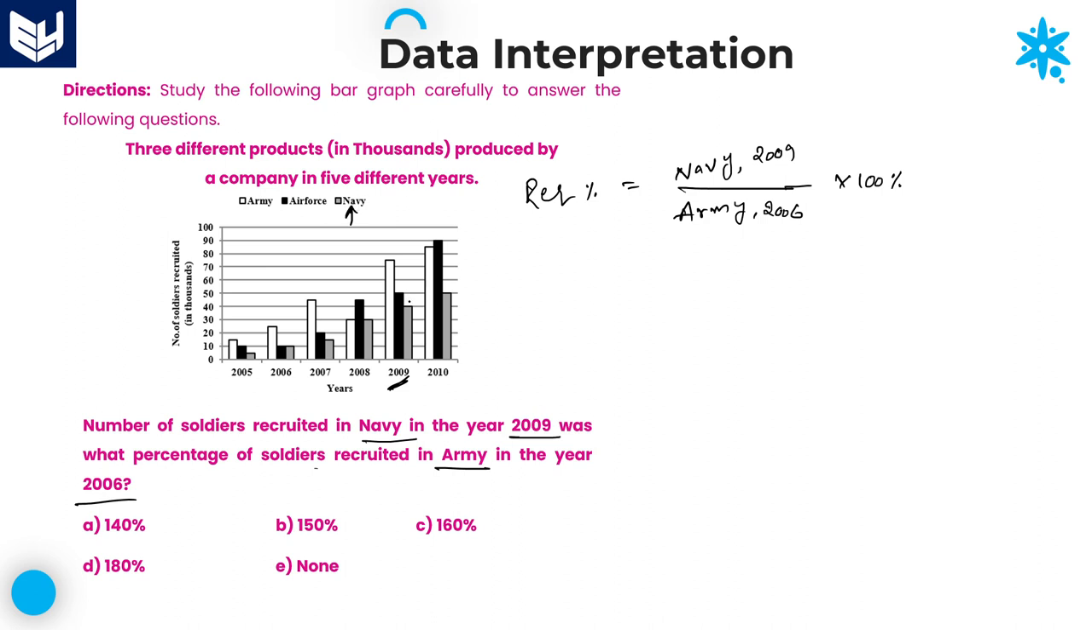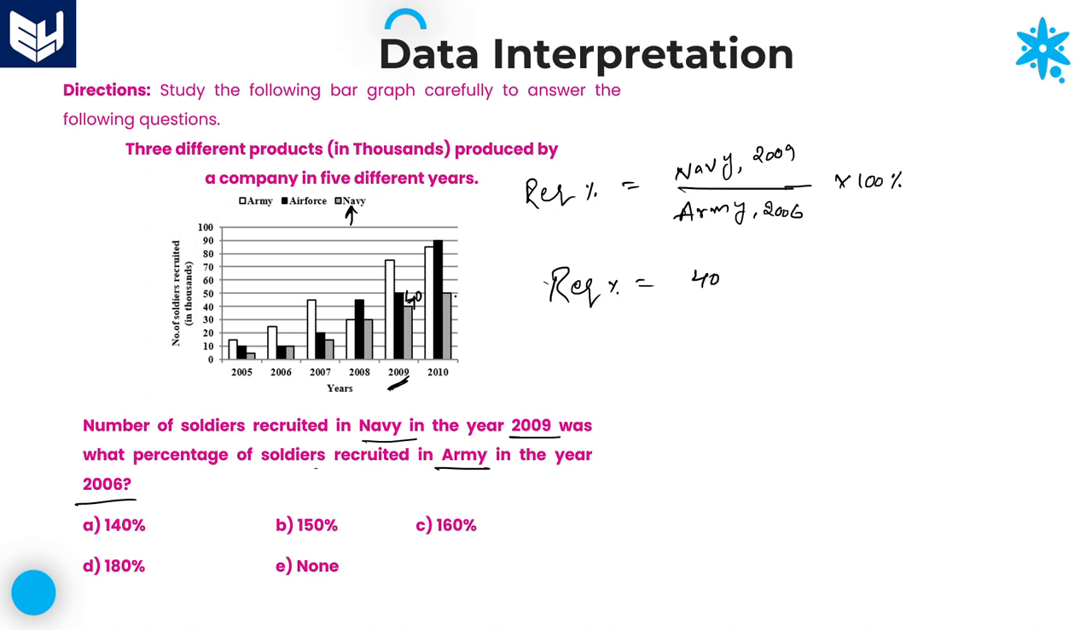Navy is the third bar. What is the third bar value? This one is the value. Look at this line. That is 40. So the numerator value becomes 40. Navy 2009 is equal to 40.